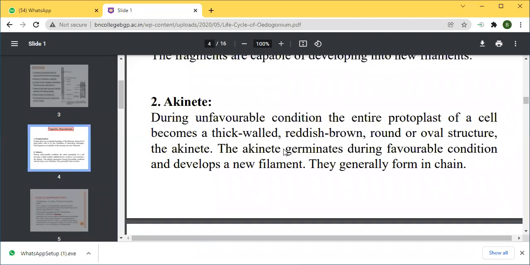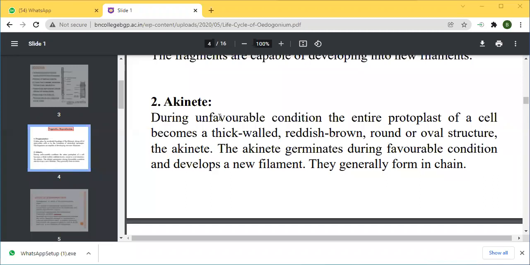The second method of vegetative reproduction is called akinetes. What is akinete? Here, when unfavorable condition is there. One second, girls. Where unfavorable condition is there, and what is the unfavorable condition? When drought condition, in summer, in the ponds and lakes the water is very less. That time is called the unfavorable condition.